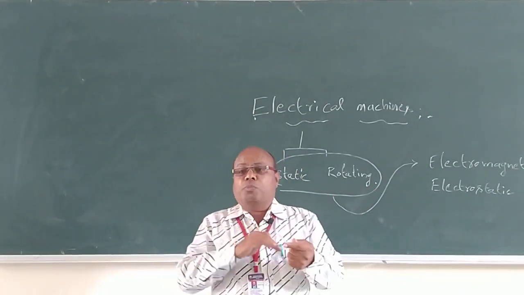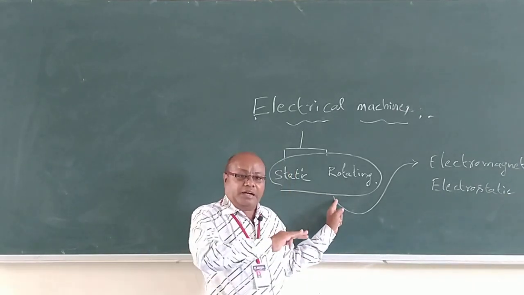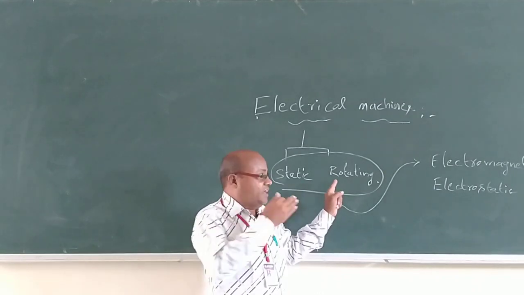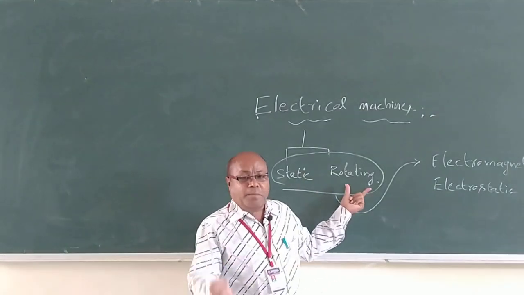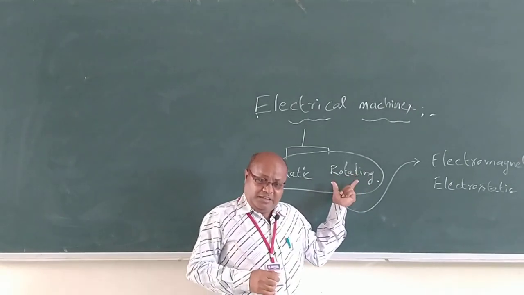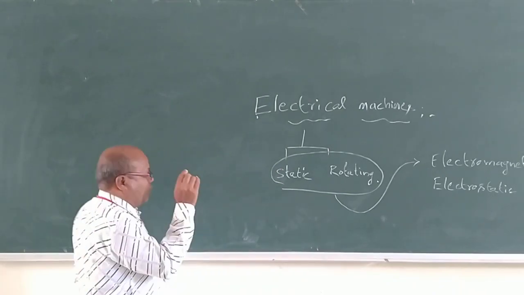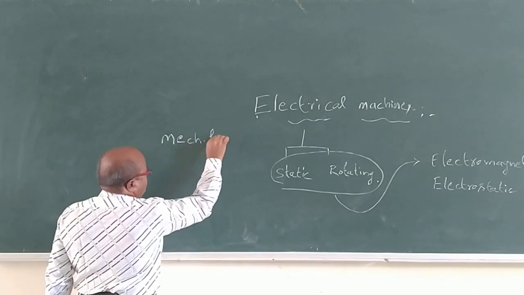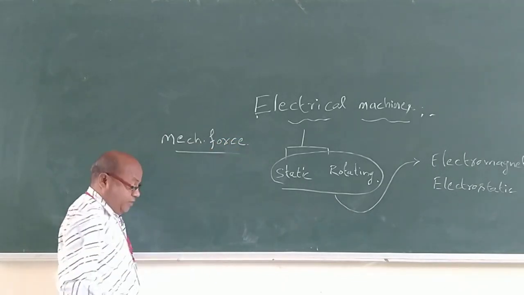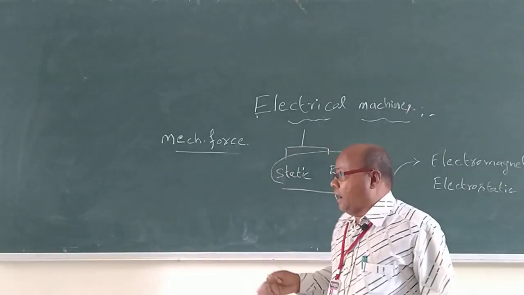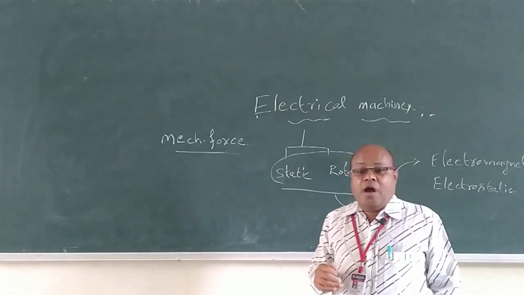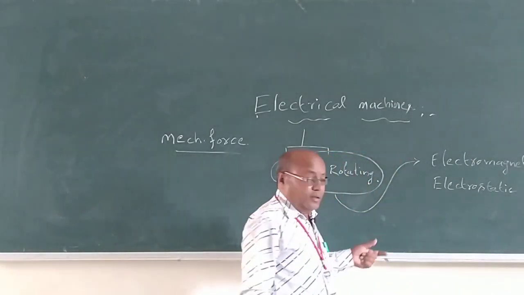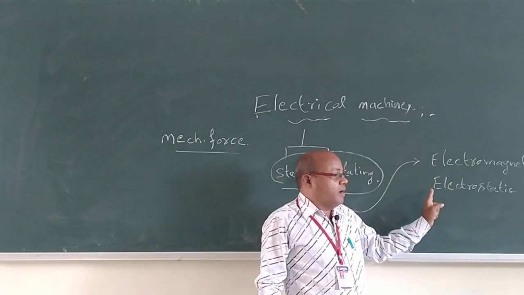The input and output of the machine are either electrical to mechanical or mechanical to electrical. If it converts electrical to mechanical, then it is the motor principle. If it converts mechanical to electrical, then it is a generator. That is the concept. But usually in a rotating electrical machine, we are considering the production of mechanical force. How do we produce this mechanical force in the electrical machine, and how much electrical energy can we utilize to produce it?